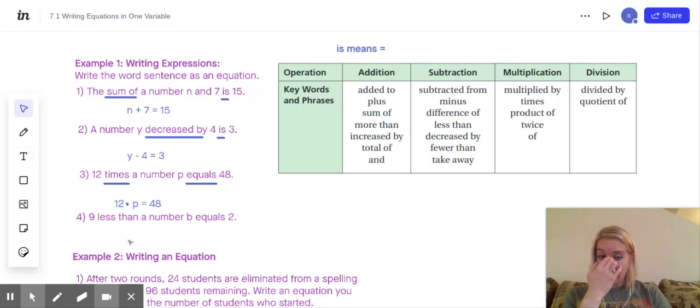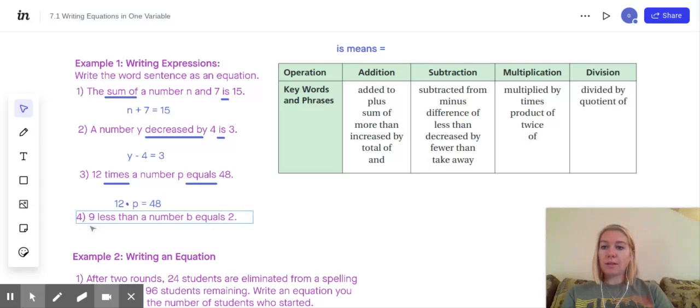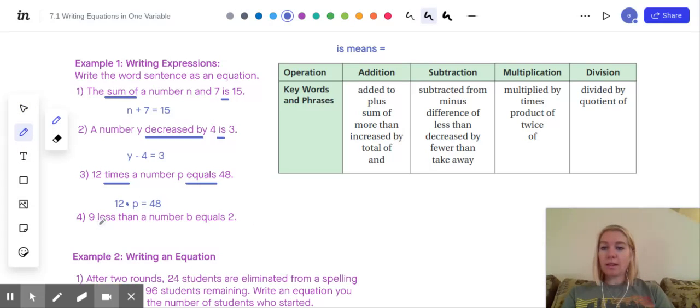Okay, one more. I encourage you to pause the video and see if you can solve it on your own. It says 9 less than a number b equals 2. A couple keywords and phrases: less than. That means we're going to subtract. And also the word equals. Well, that means equals.